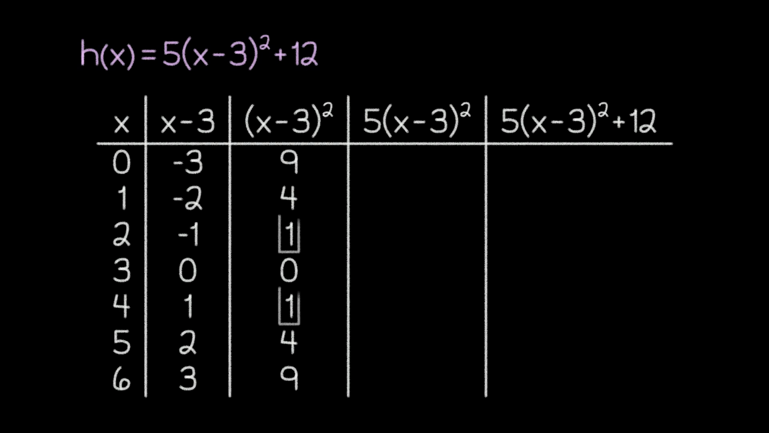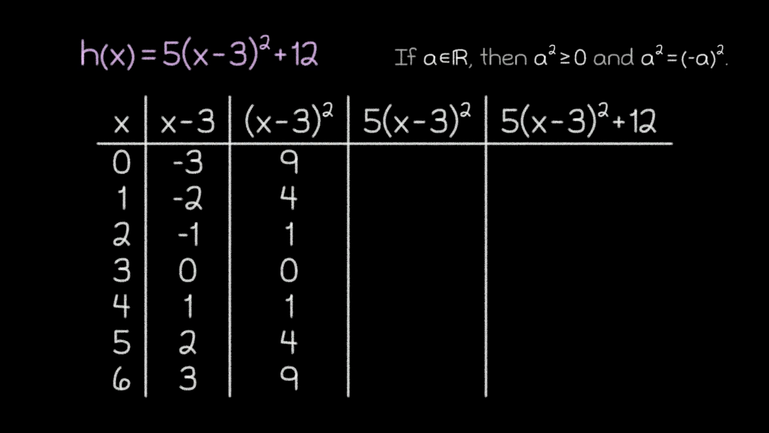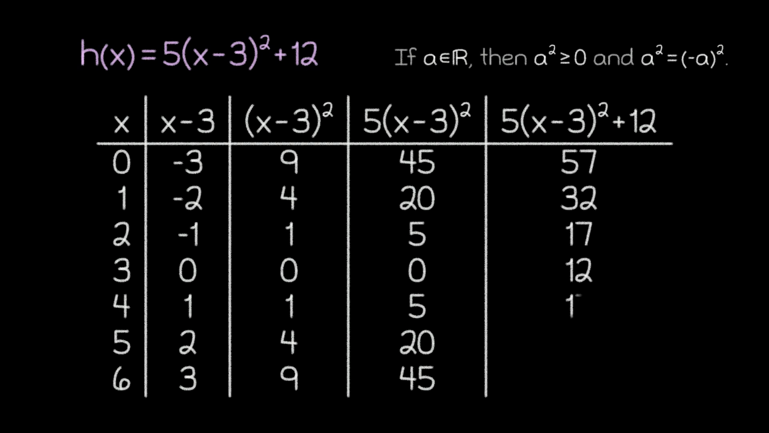Additionally, the result of squaring any number is the same as the result of squaring the negation of that number. These properties can be summarized this way, but note that we're specifically talking about real numbers here, so these properties aren't necessarily true for other types of numbers. From here, we need to multiply each value from the third column by 5. And since certain values in the third column are repeated, we'll also have several repeated values in the fourth column. And finally, we can add 12 to achieve our final outputs, which completes our extended table for the vertex form.